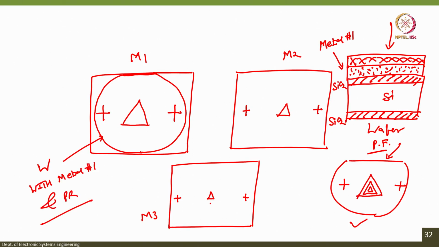You will do UV exposure. When you develop the photoresist, the area which is not exposed will get stronger. So, this area which is drawn by the triangle and the alignment mark will get stronger. After that, if you dip the wafer in metal 1 etchant, what will happen? The area which is protected by photoresist will not get etched, is it not? The area which is protected by photoresist will not get etched.